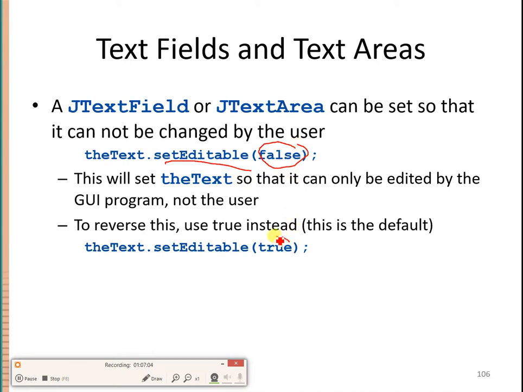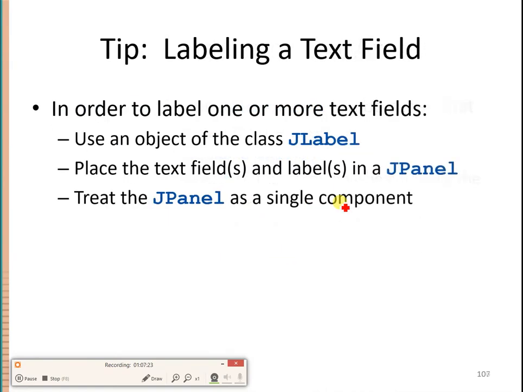But if the user can change the text of the text area or the text field, then the argument is going to be true. Sometimes you need setEditable false. Maybe something is fixed which cannot be changed for all the users, then we can say setEditable false.